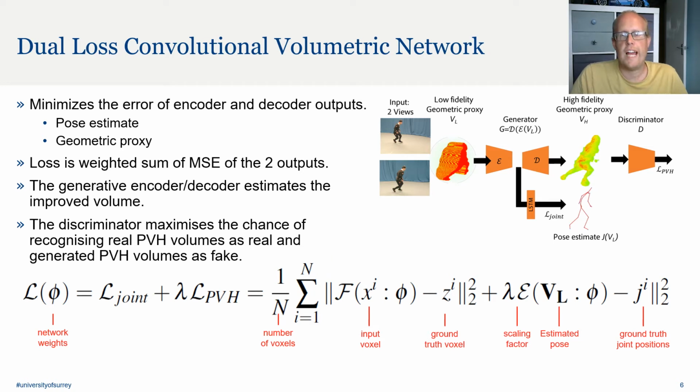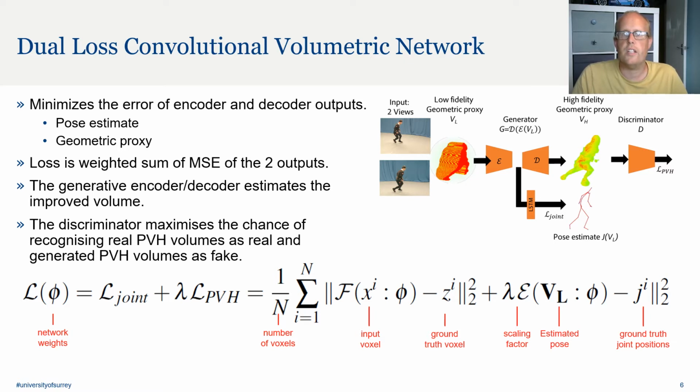Training minimizes the error of the encoder and decoder outputs. The encoder yields a latent feature representation via a series of 3D convolutions. Each convolutional layer is followed by a batch normalization and ReLU in the generator, and convolutional strides for a layer in both the encoder and decoder. The loss function is the weighted sum of the MSE of the 2 network outputs.